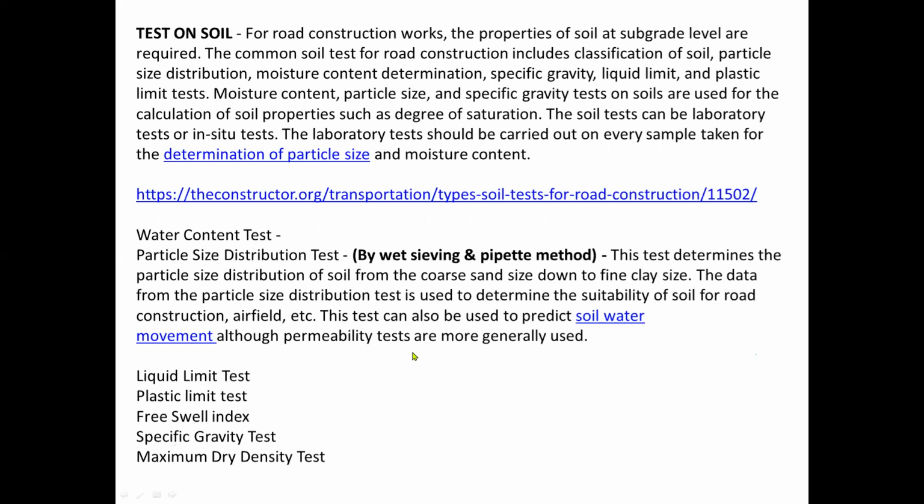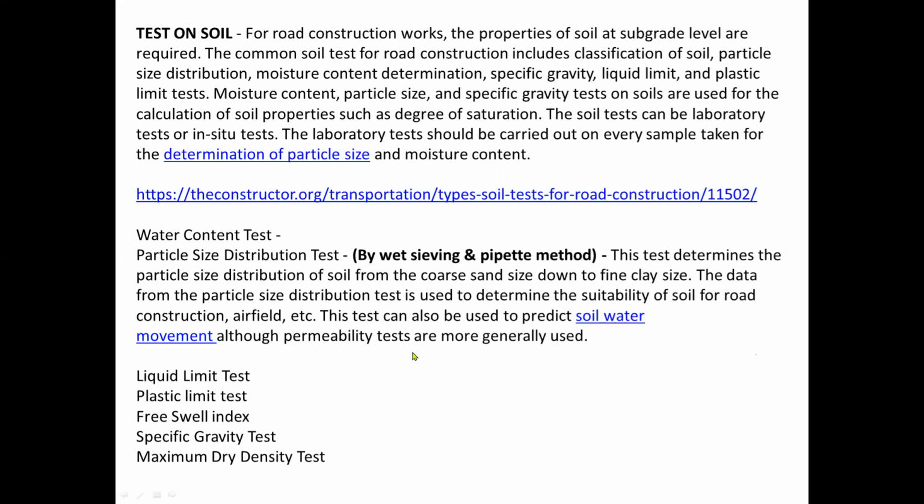Test on soil. For road construction works, the properties of soil at subgrade level are required. The common soil tests for road construction include classification of soil, particle size distribution, moisture content determination, specific gravity, liquid limit, and plastic limit tests. Moisture content, particle size, and specific gravity tests on soils are used for the calculation of soil properties such as degree of saturation. The soil test can be a laboratory test or an in situ test.